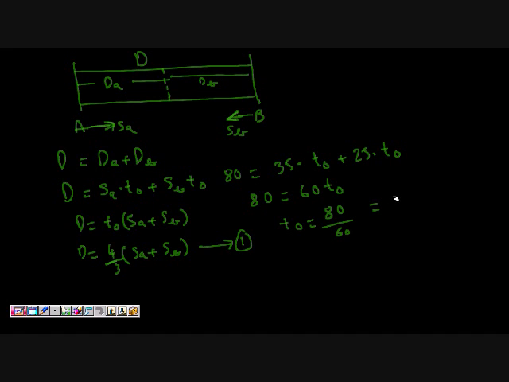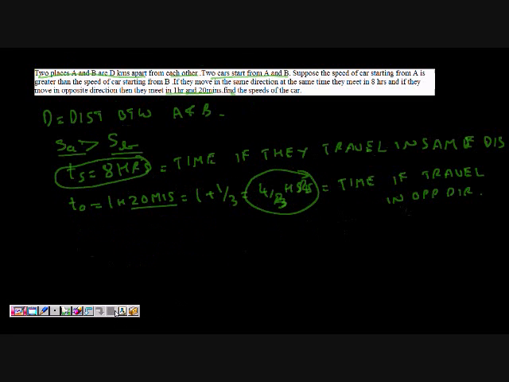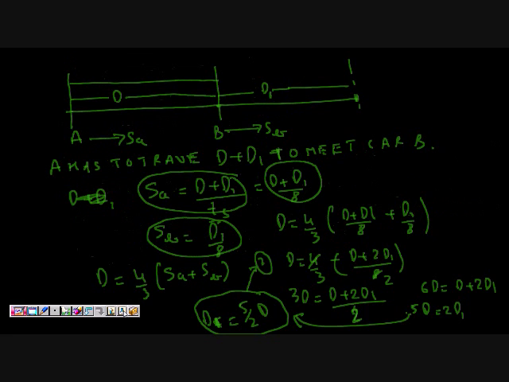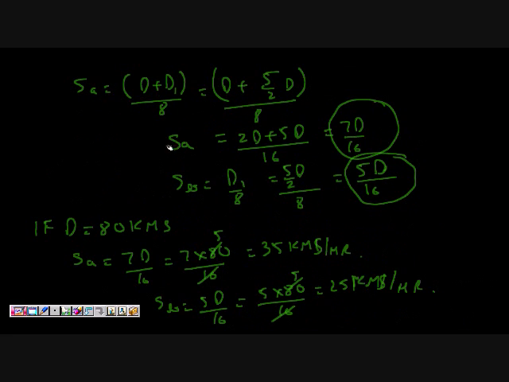Now, if you look at the problem that was given to us, the time TO was 4 by 3 hours. So that's how you solve this problem. The speed can be expressed as a function of the distance. So S of A is 7D by 16 and S of B is 5D by 16. Hopefully this helps. Thank you.